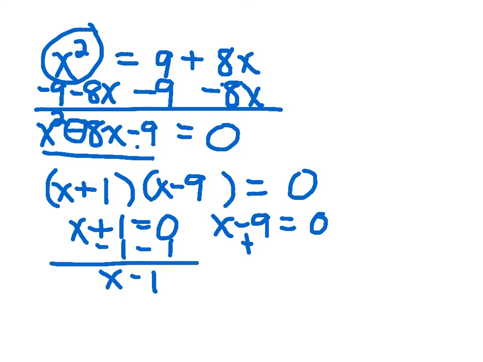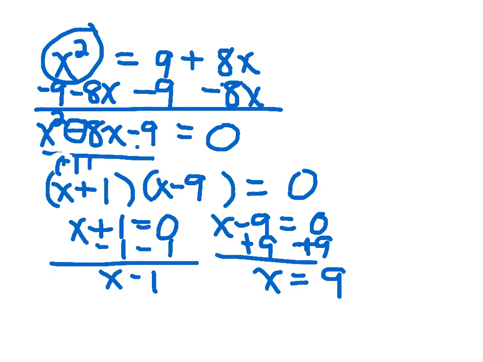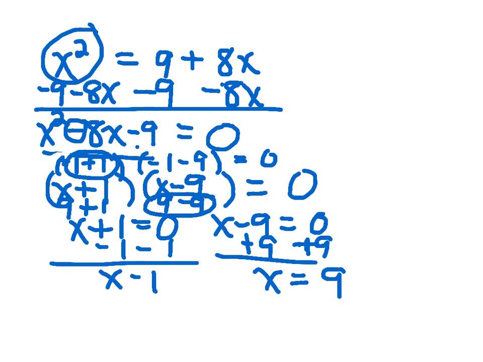X is negative 1, or x is 9. And these are solutions because if I plug in negative 1, I find out that negative 1 plus 1 times negative 1 minus 9 equals 0. And that's true because this one is 0. If I plug in 9 to the other factor, I get 9 plus 1 and 9 minus 9, well, 9 minus 9 is 0, so 10 times 0 is 0. 2 solutions, negative 1 and positive 9.